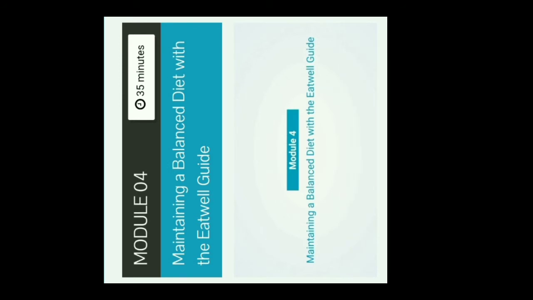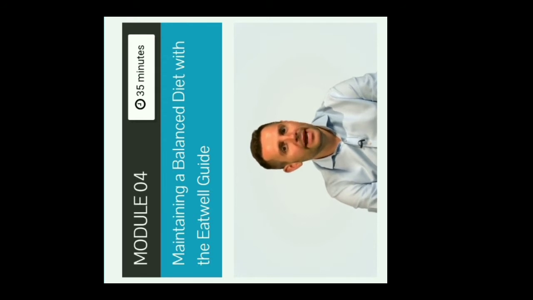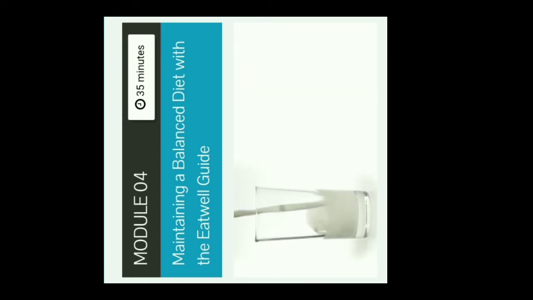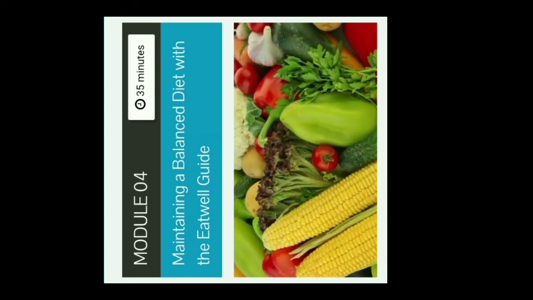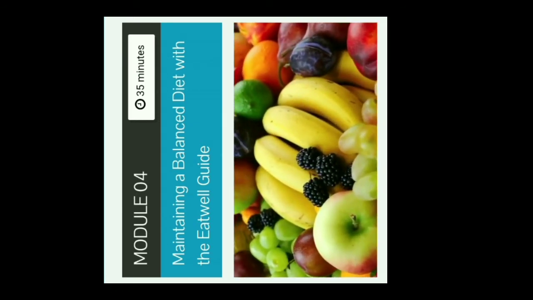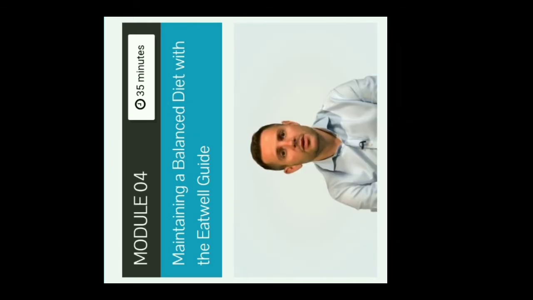Module 4. Maintaining a balanced diet with the Eat Well guide. It is sometimes difficult to know whether we are making healthy choices when it comes to nutrition, particularly when it comes to the different food groups and relevant portion sizes. No food group should be avoided or excluded completely, as this limits the variety of key nutrients that we receive and may lead to malnutrition, something that will be discussed in our following module.